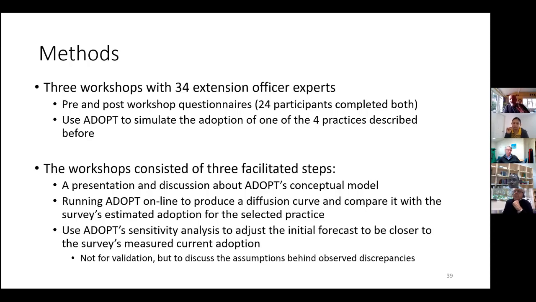So the 3 components of the model in this case were the conceptual model, the model outputs.